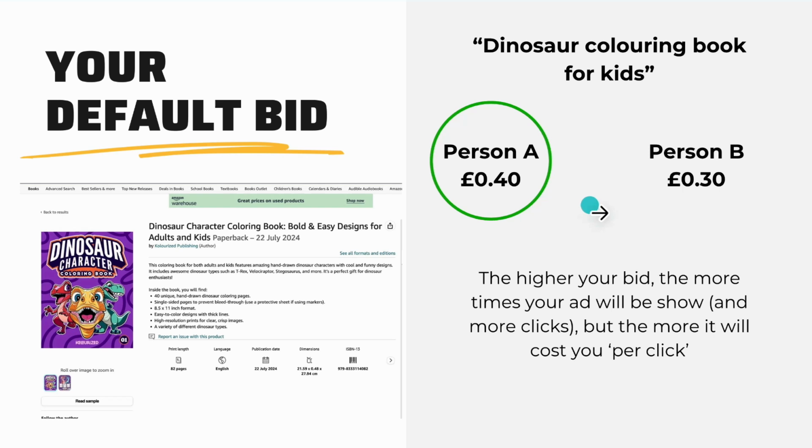So the higher that you bid, the more times your ad will be shown and hopefully the more clicks you'll get. But what it will mean is that you will pay more per click. So in this example, person A is probably going to get more clicks on their ad, but person B is going to spend less per click.